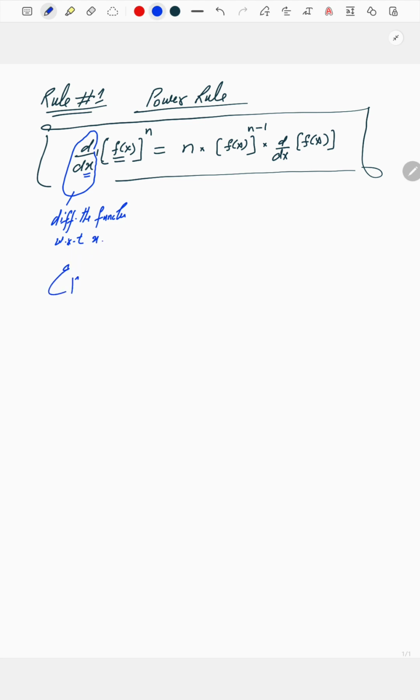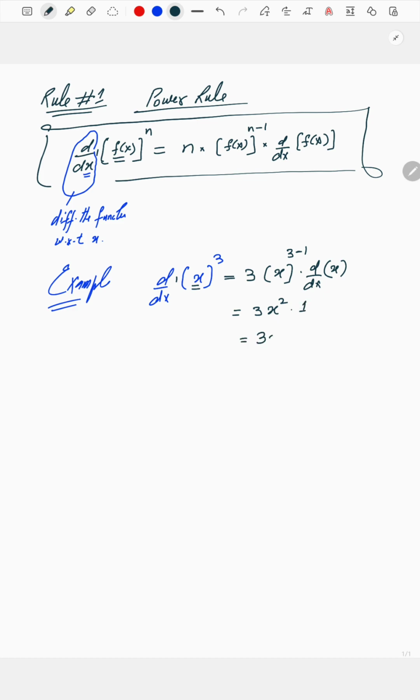For example, if you are asked to differentiate with respect to x the function x power 3. Here you can see f of x representing this x and you have the power, and the coefficient is 1. So 3 times 1 is 3. We will write the function, we will make 1 less from the power, right? 1 less from the power, times differentiate the function whose power we had, that is x. You will see 3x^2 and dx by dx is 1. So your final answer is 3x squared.